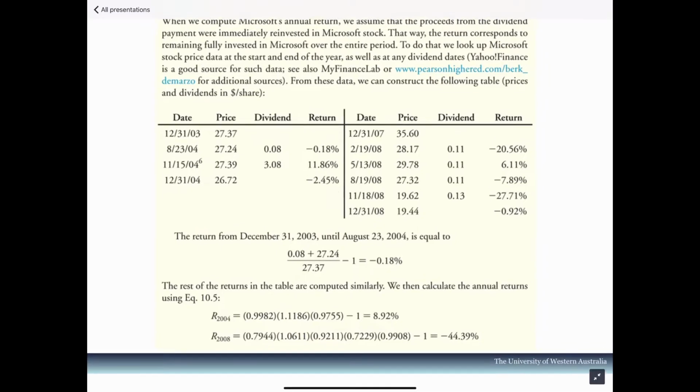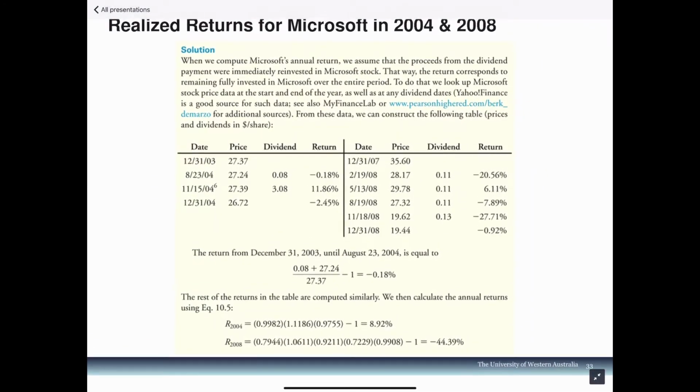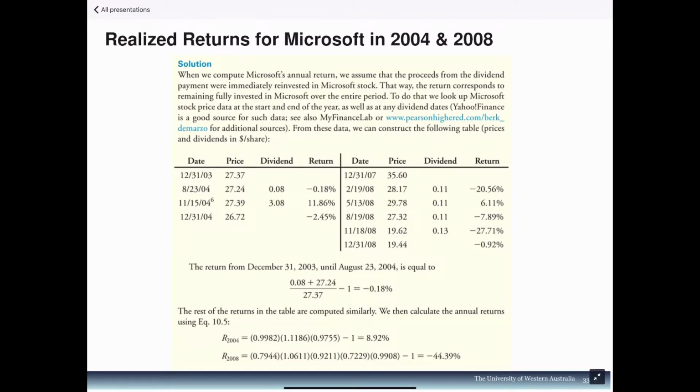So anyway, this example demonstrates how you can calculate share returns for a company based on the realized information. And we care about a yearly number because, remember how when we talked about interest rate conversion back in week 5, we talked about people liking to think in annual terms. So in annual terms, the return for Microsoft in 2004 was 8.92%, 2008 was minus 44.39%, right?